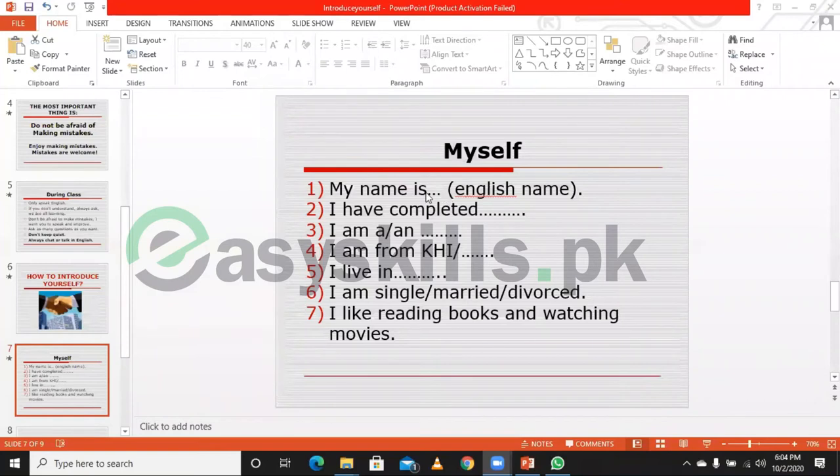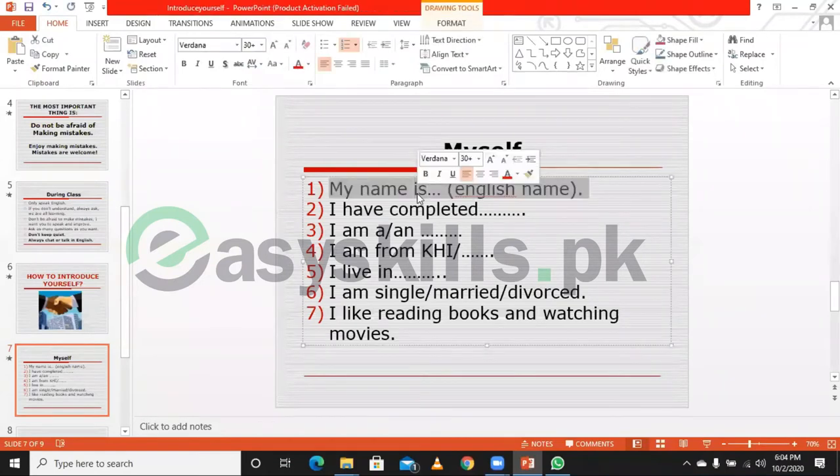So you can also use contraction form when you introduce yourself. It would give a good impression. When you use contraction form, short form, like you can see here, my name is. So instead of my name is, you can say my name's Hafiz Muhammad Waqas, or you can say I'm Hafiz Muhammad Waqas.